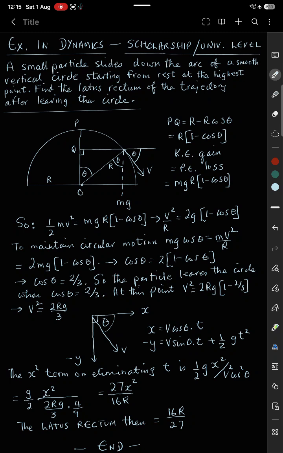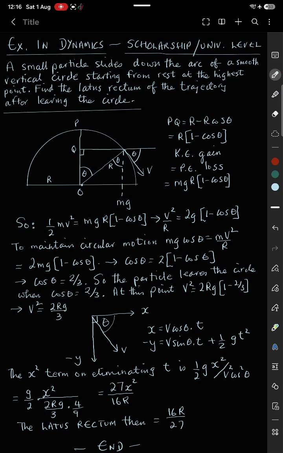A small particle slides down the arc of a smooth vertical circle starting from rest at the highest point. Find the latus rectum of the trajectory after leaving the circle. The trajectory, of course, would be a parabola. So, if we look at the diagram, let theta be the angle that the particle has moved through.